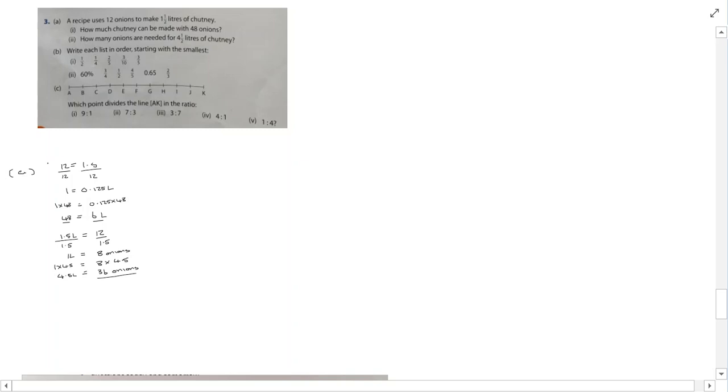Okay, so part B then: write each list in order starting with the smallest. I'll just write out the list. So we have a half, a quarter, 2/5, 3/10, and 3/5.